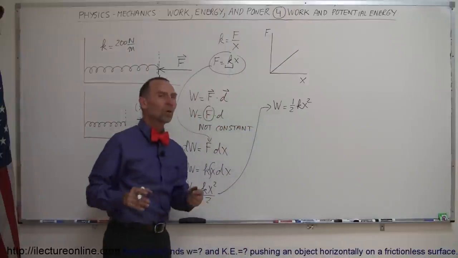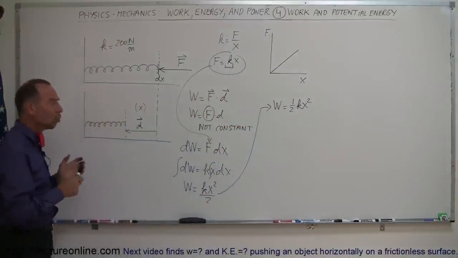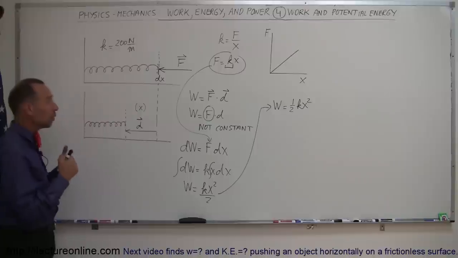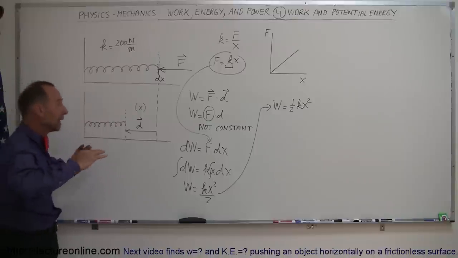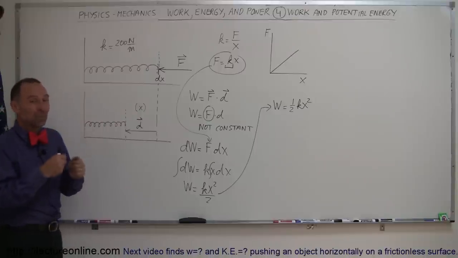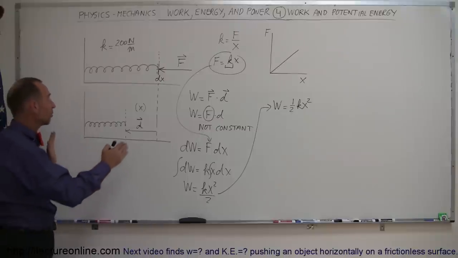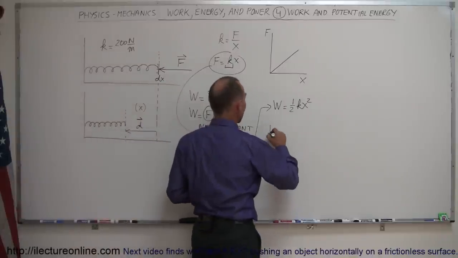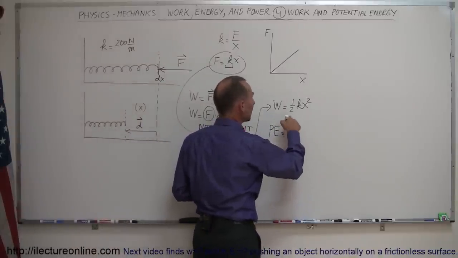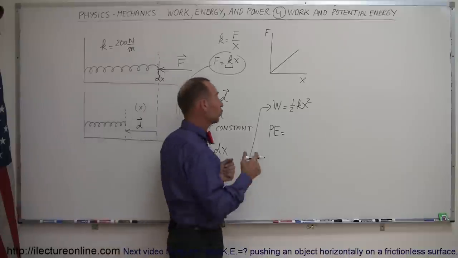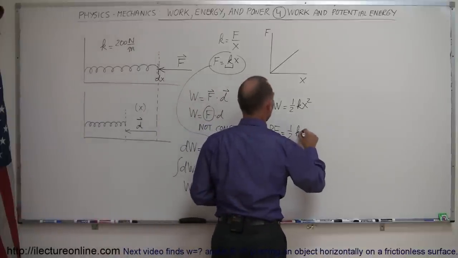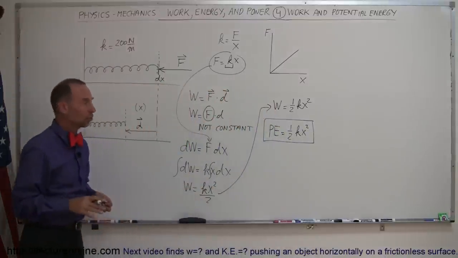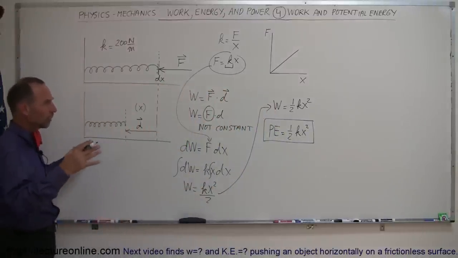Now, what does that work do? Well, if we assume that there's no loss of energy due to overcoming friction, which with a spring is pretty well the case, then we know that all of that work was used to put energy into the spring, and since the spring is not moving, it's not kinetic energy, so that must therefore be potential energy. So by definition, the potential energy gained by compressing a spring must be equal to the work done to compress the spring, so it must equal 1/2 kx squared, and that is indeed the case. So that's how we can figure out how much energy is stored in a spring by compressing it.